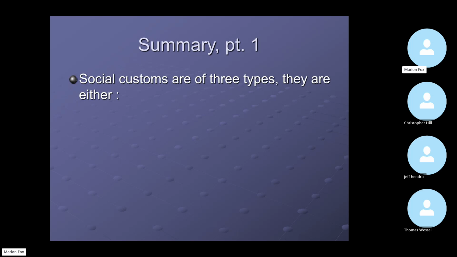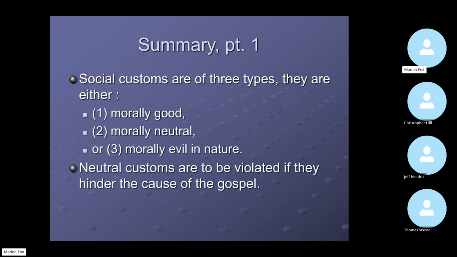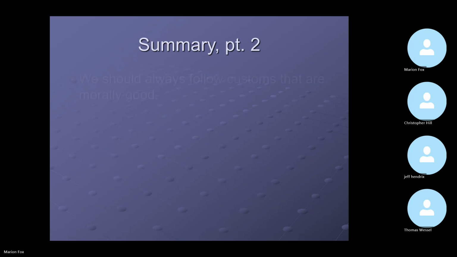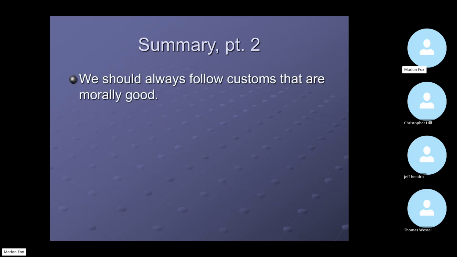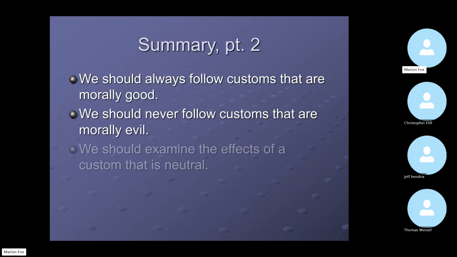Social customs are three types. They're either morally good, morally neutral, or morally evil in nature. All right. Neutral customs are to be violated if they hinder the cause of Christ and followed if they help the cause of Christ. We are instructed to follow some customs and always follow good customs. And always follow customs that are morally good. Never follow customs that are morally evil.